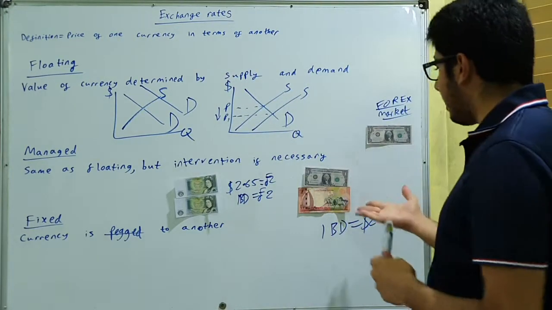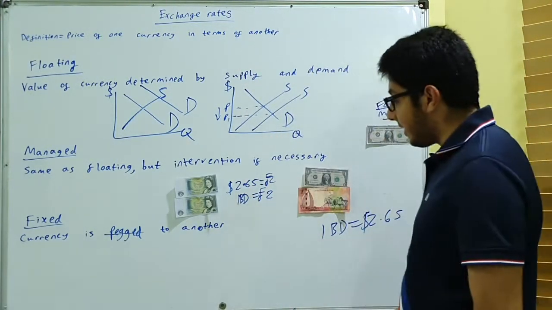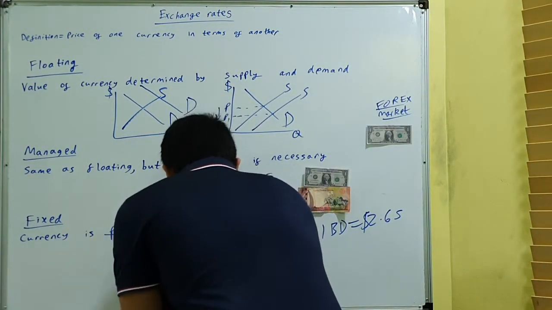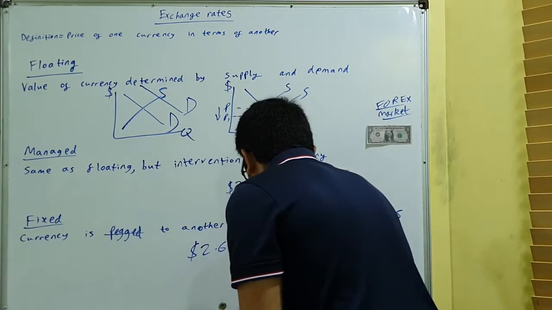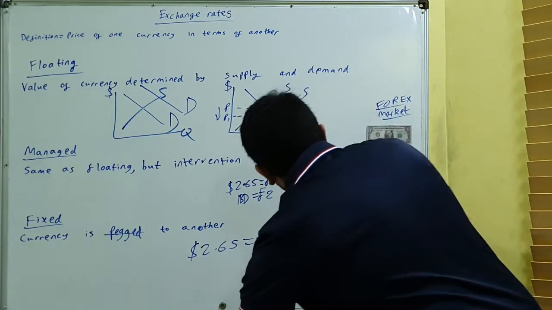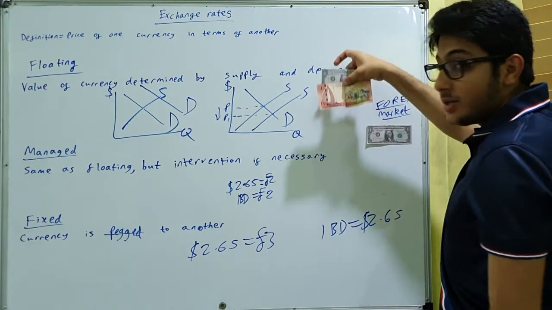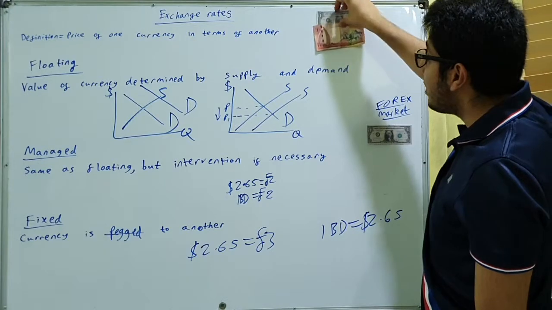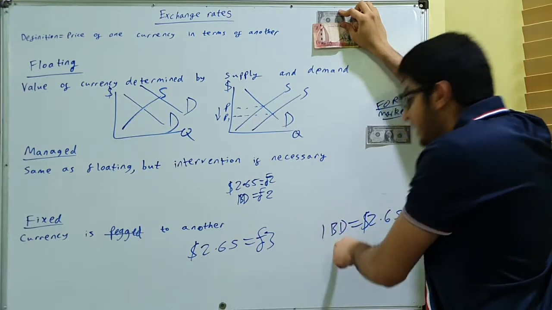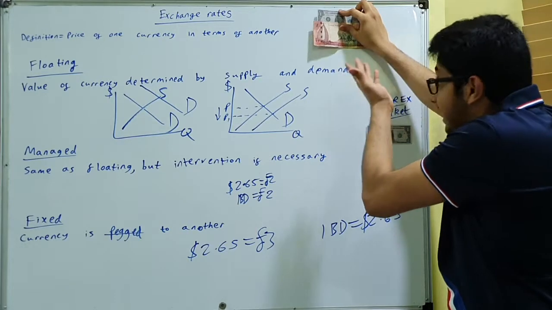But if the dollar appreciates in value against the pound, so instead of $2.65 equaling 2 pounds, $2.65 will equal 3 pounds, then as the dollar appreciates in value, the dinar stays pegged to it, so the dinar will also appreciate with the dollar. So now, $2.65 is 3 pounds. 1 dinar is also now equal to 3 pounds. Because the dinar appreciates with the dollar because it's pegged to that currency.